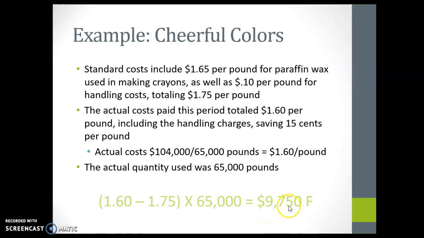Remember, this is not necessarily good. You're thinking to yourself, what do you mean? We got the wax for 15 cents less a pound. The operating income is almost $10,000 better off. So what do you mean it might be bad? Well, it might be bad because what if the reason we paid $1.60 a pound was because it was crummy stuff? It was wax that we had to throw bunches of it away.